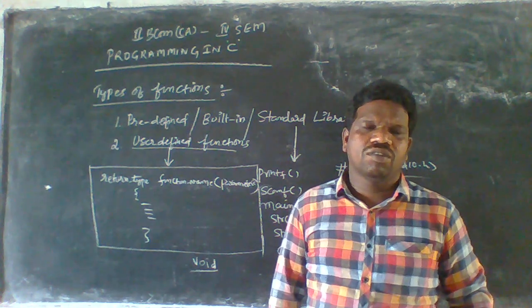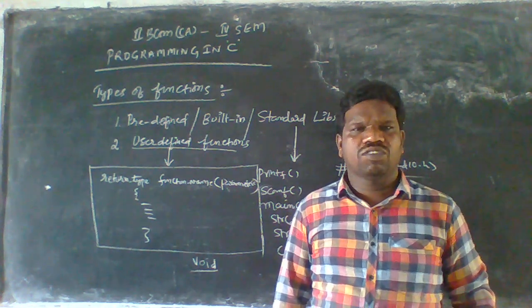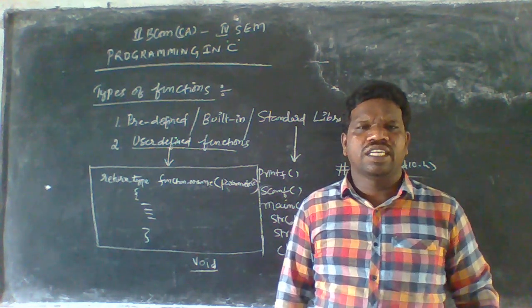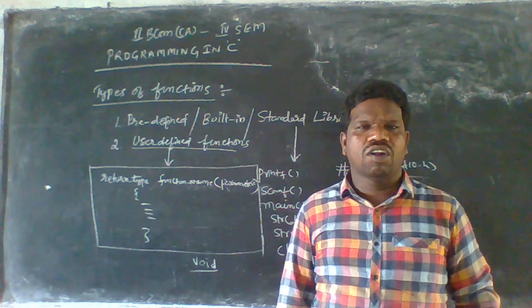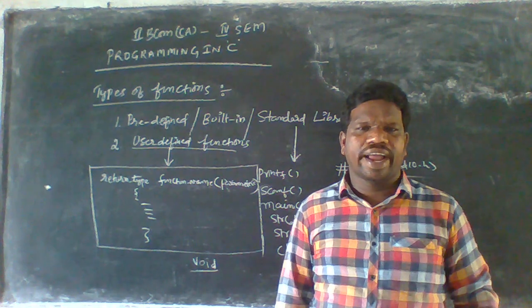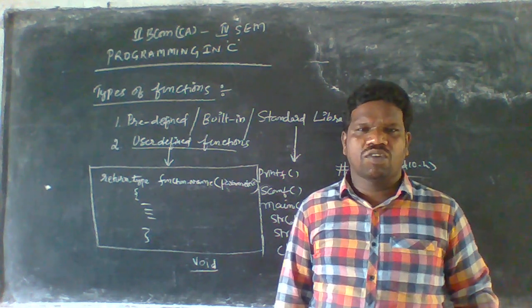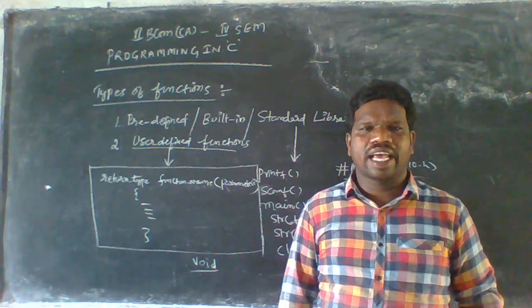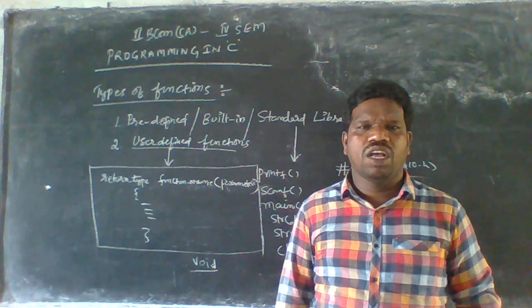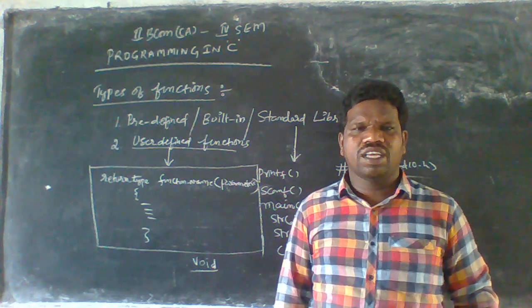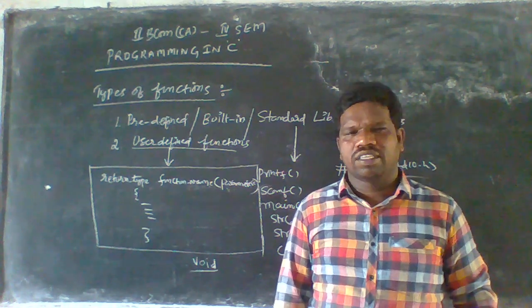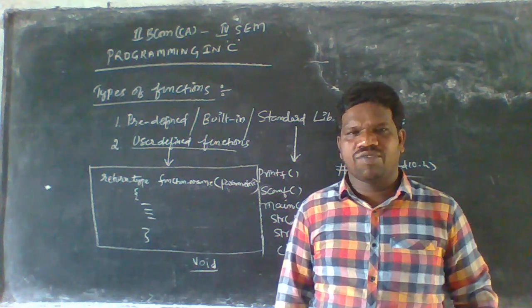The name always starts with an alphabet, and it should not accept special characters like dollar, single quotes, double quotes, hash, and such symbols. It can accept only one symbol, the underscore. The remaining symbols are not accepted while you are using the function name here.